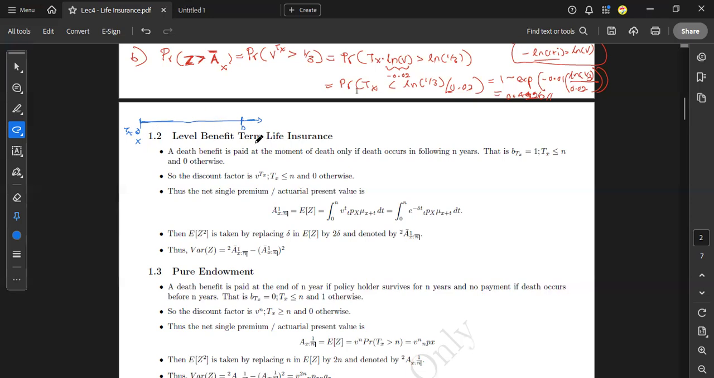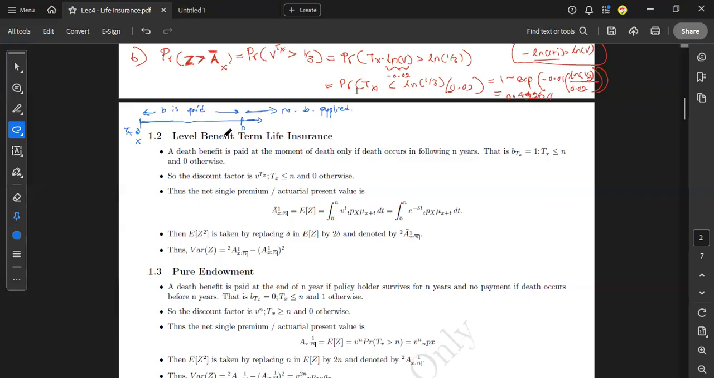So that's the difference. That means if death occurs here, B is paid, and from this point onwards, no benefit applies. In the whole life case, the benefit is paid from 0 to infinity, but here we have the benefit payment period from 0 to n. After that, we don't pay anything.